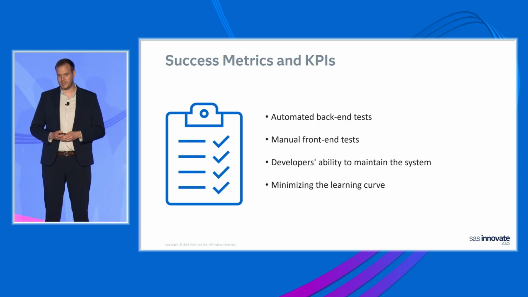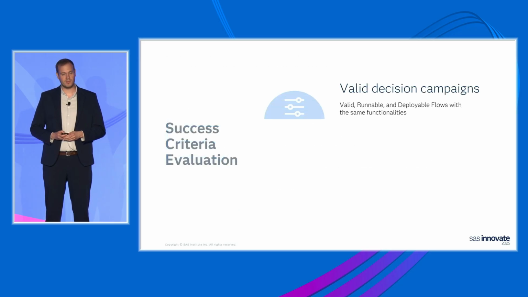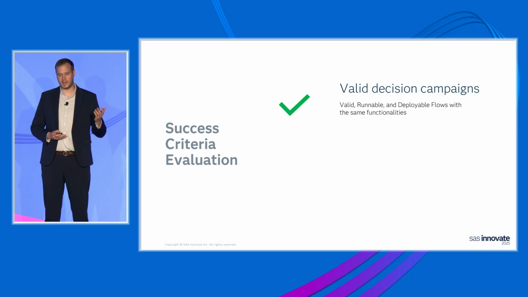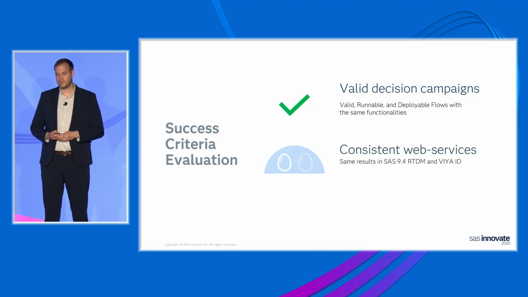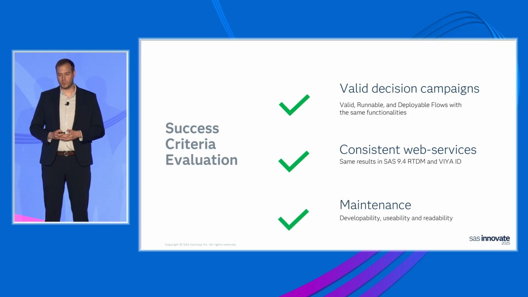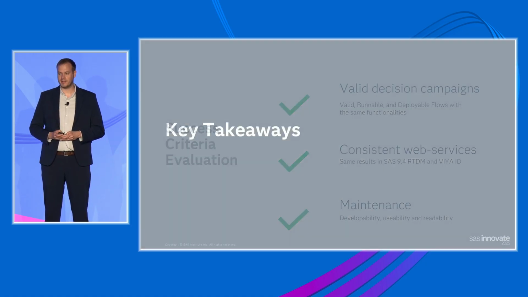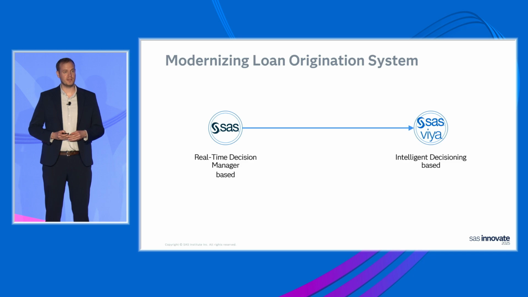So at the end, it seems that it was a very successful proof of concept because we had valid decision campaigns, our web services are consistent, and the developers said that they could further develop those web services, so maintainability was also fulfilled. And let's see what the key takeaways are.